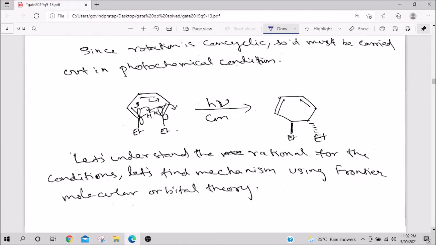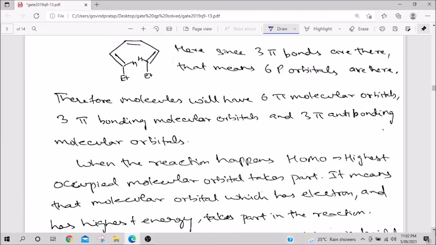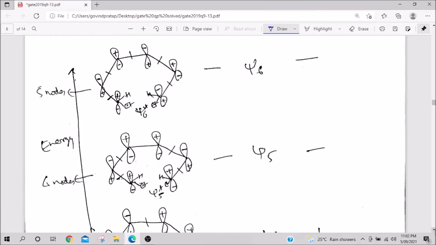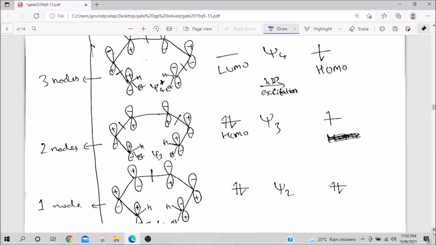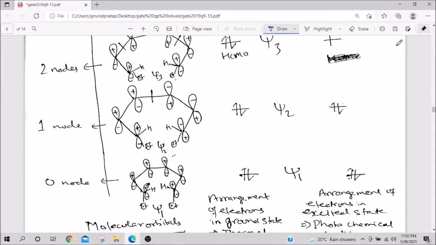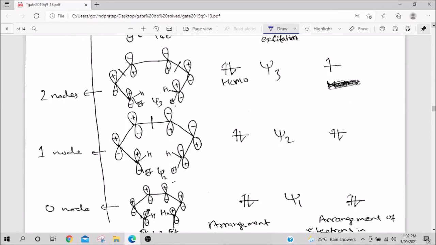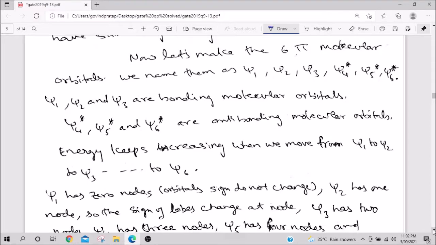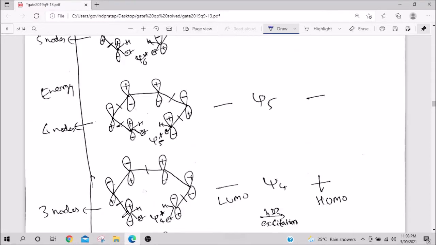So this is the one. What we do is, we have to draw the molecular orbitals of 6 orbitals. There are 6 p orbitals, because you saw 3 pi bonds were there, and each pi bond means 2 p orbitals. So it will give you 6 molecular orbitals, which I have shown by psi 1, psi 2, psi 3, psi 4, psi 5, psi 6. As we go from psi 1 to psi 6, energy increases. You can see energy is increasing that way.